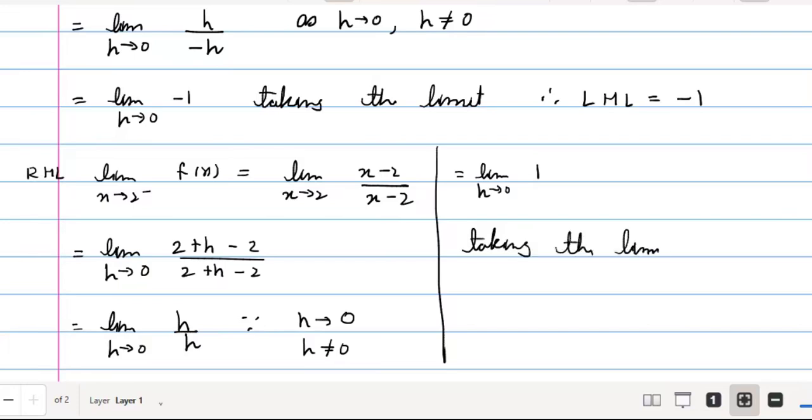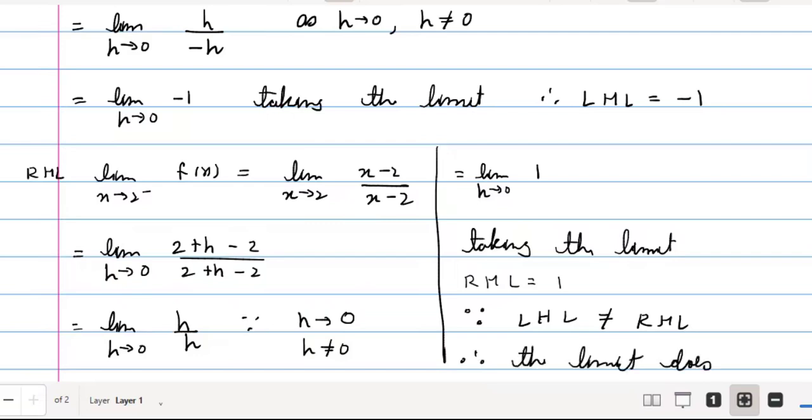Taking the limit, I get it as 1. So let me write the right hand limit is equal to 1. Now, since the left hand limit, which is equal to negative 1, is not equal to the right hand limit, therefore we conclude the limit does not exist.